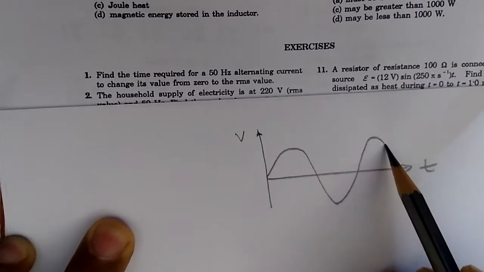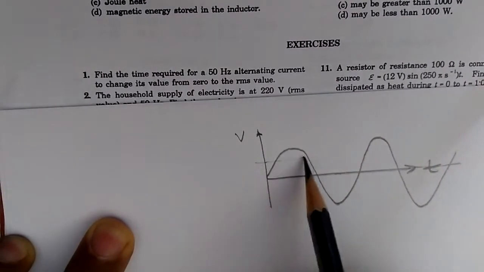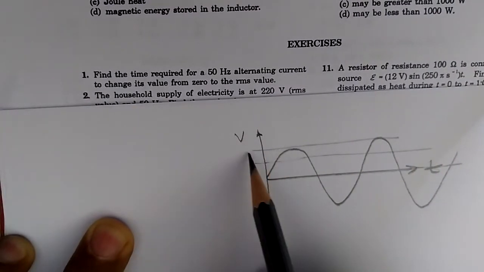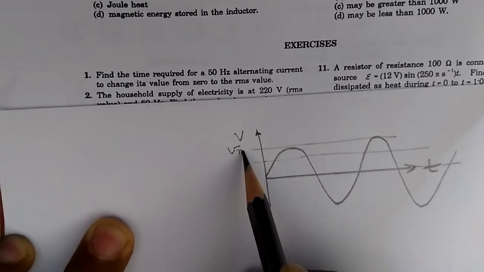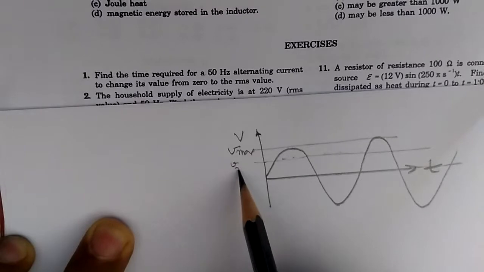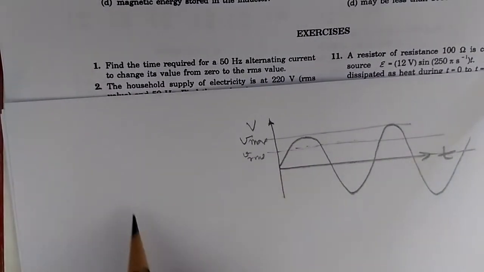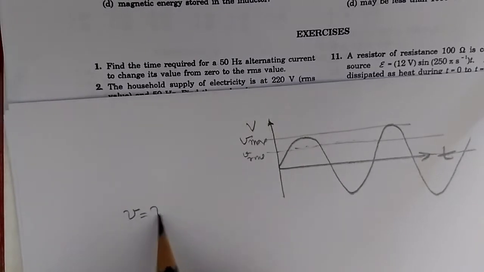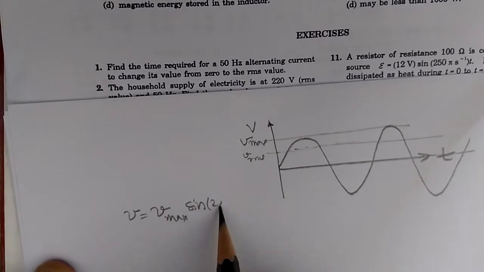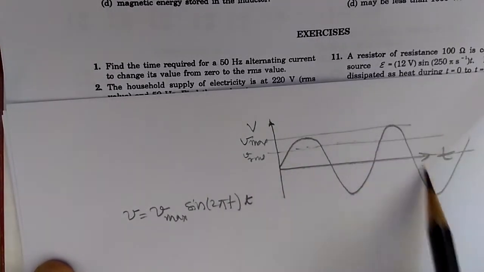It can keep going on, and the RMS value is somewhere here later, and let's say this is the max value of this voltage. We call it V max, and then this is somewhere the RMS value, Vrms. Now this varying voltage can be represented as V is equal to V max multiplied by sine 2 pi f into t, where f is the frequency of this signal.